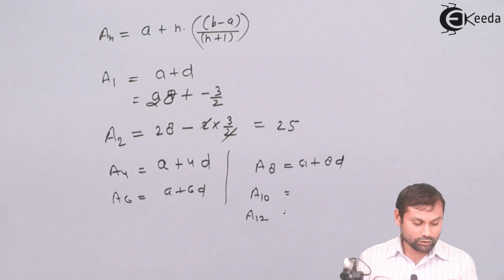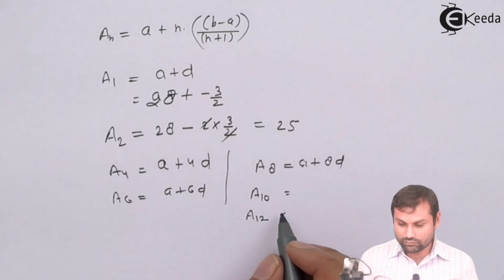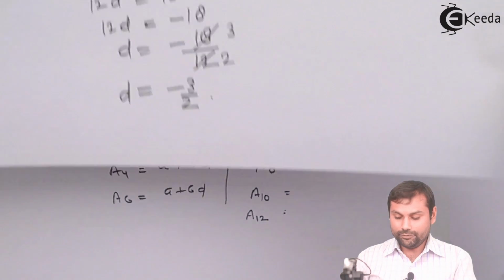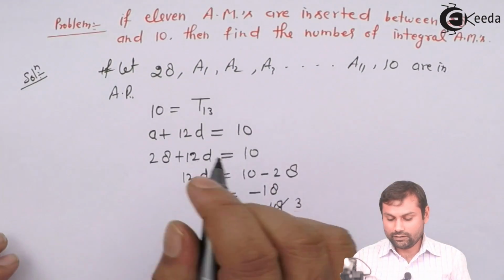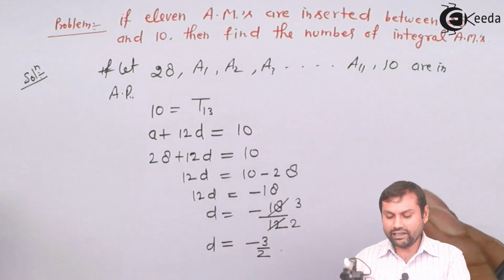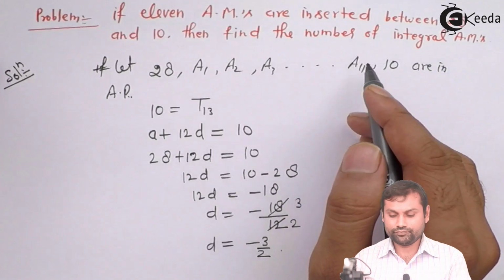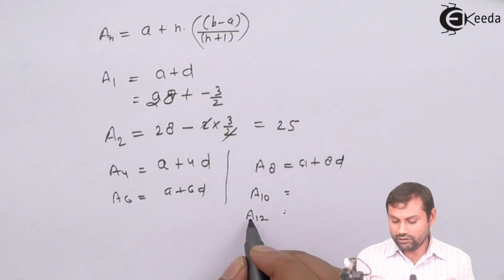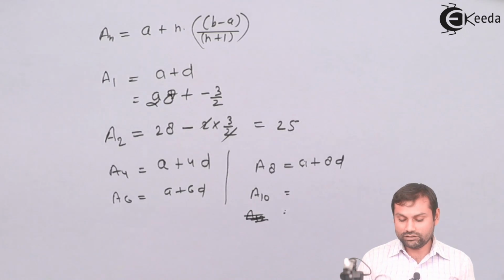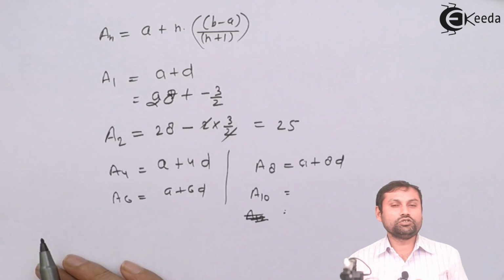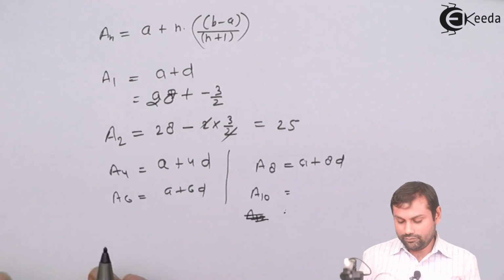So what is A12? There are only 11 AMs, so A12 does not exist. So only up to A10. So how many numbers? 1, 2, 3, 4, 5. So only 5 numbers are integral.